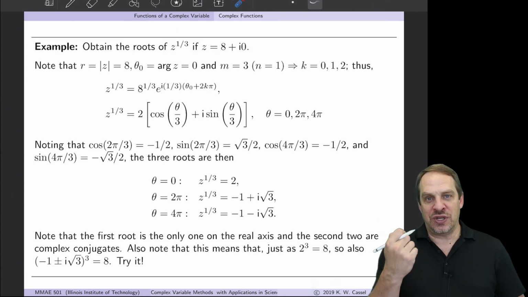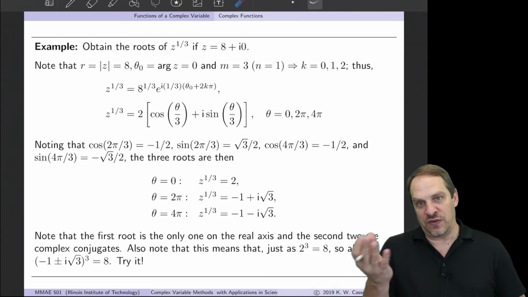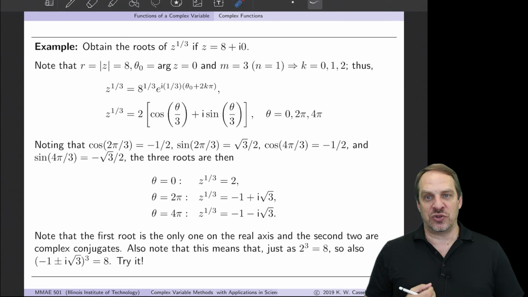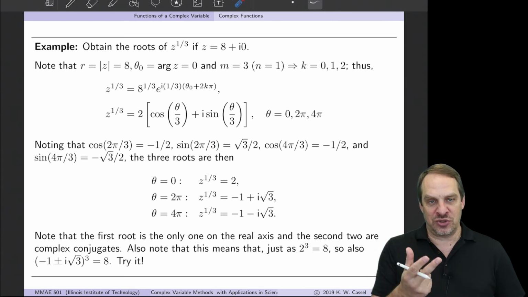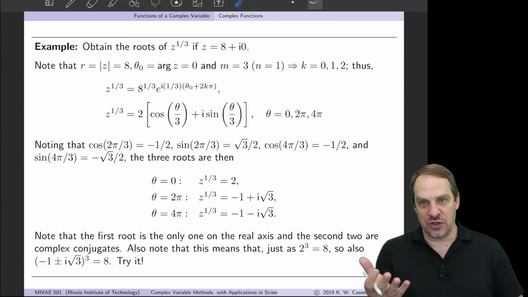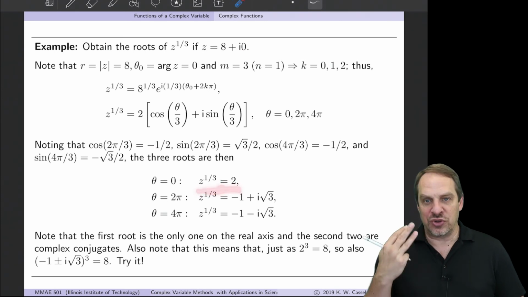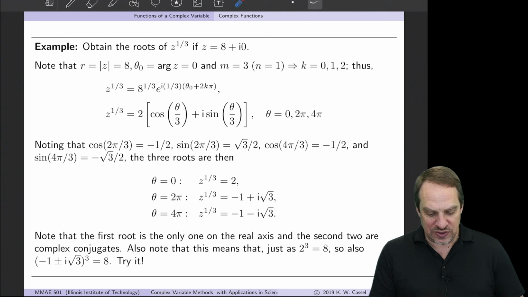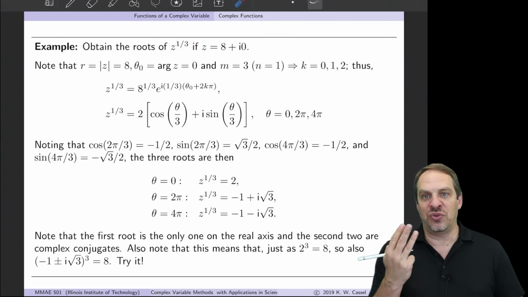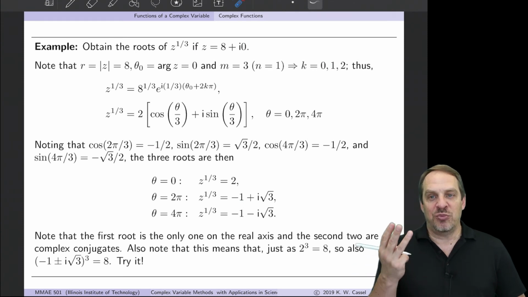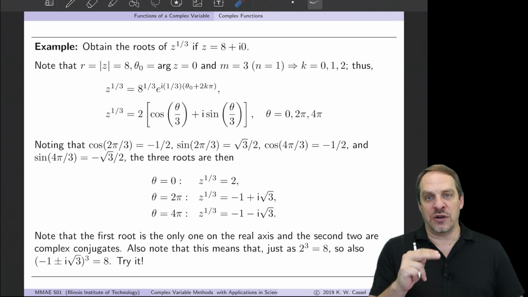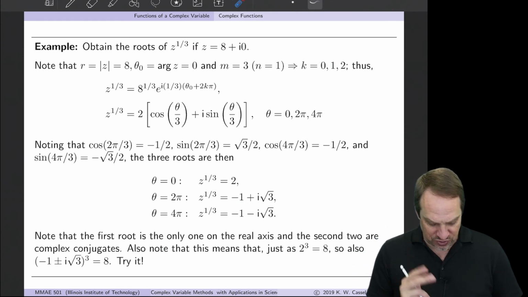If I were to ask you today, what's the cube root of 8? Most of you, and if you put it in your calculator, most calculators would say, well, of course it's 2. 2 times 2 times 2 is 8. That's the cube root of 8. Well, that's true. That is one of them, but there should be 3, because this is z to the n over m, where m is 3. So there should be 3 values, and in fact there are. But the other 2 values are complex, as we'll see.